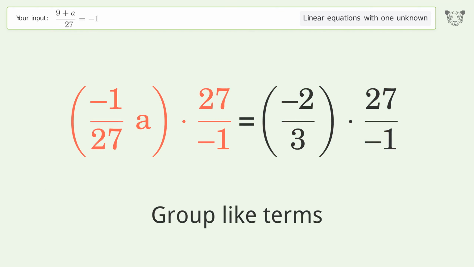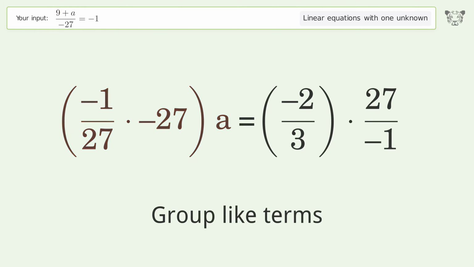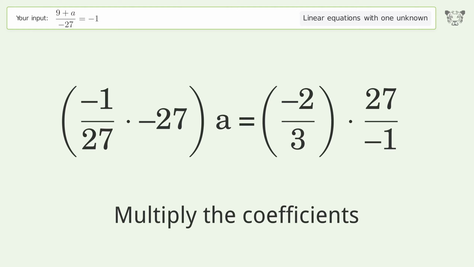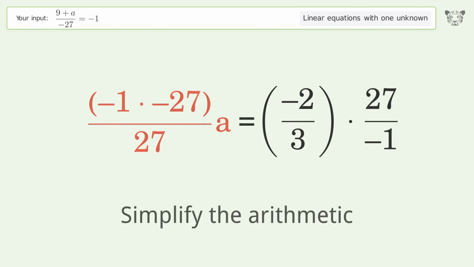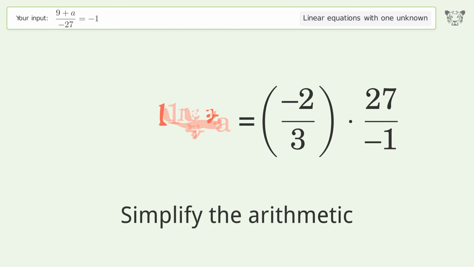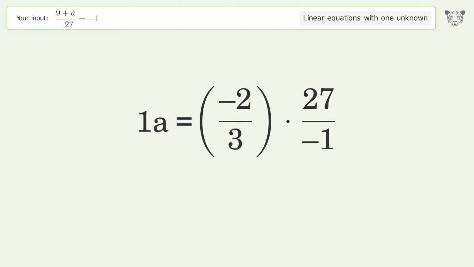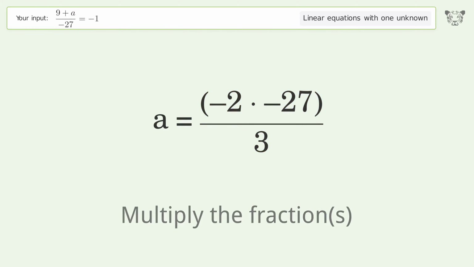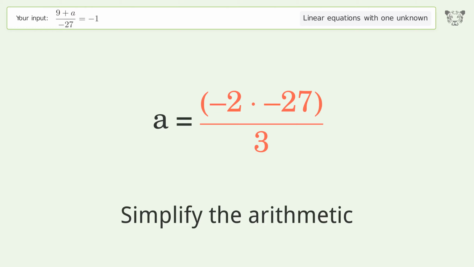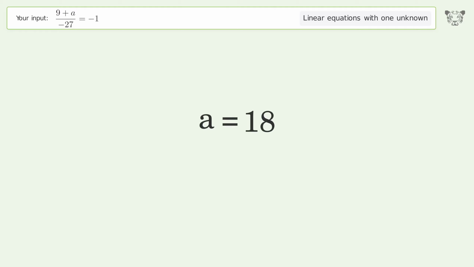Group like terms. Multiply the coefficients. Simplify the arithmetic. Multiply the fractions. Simplify the arithmetic. And so the final result is a equals 18.